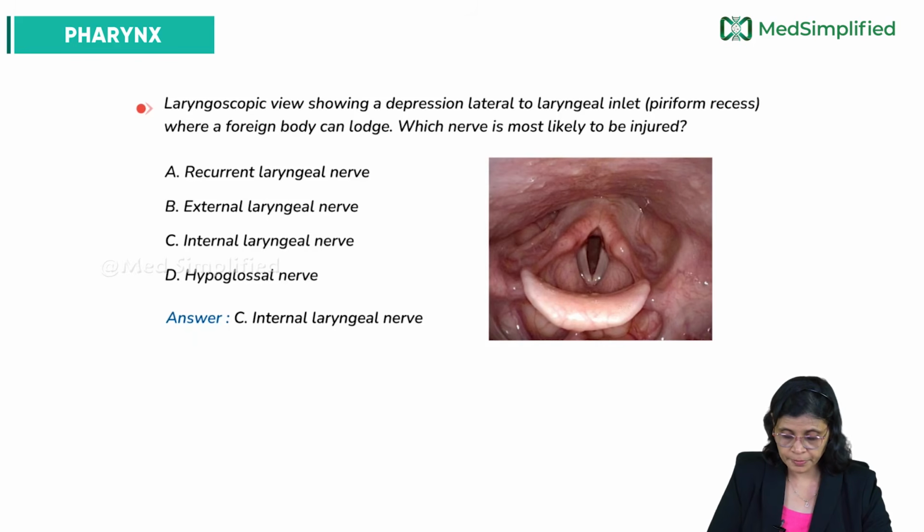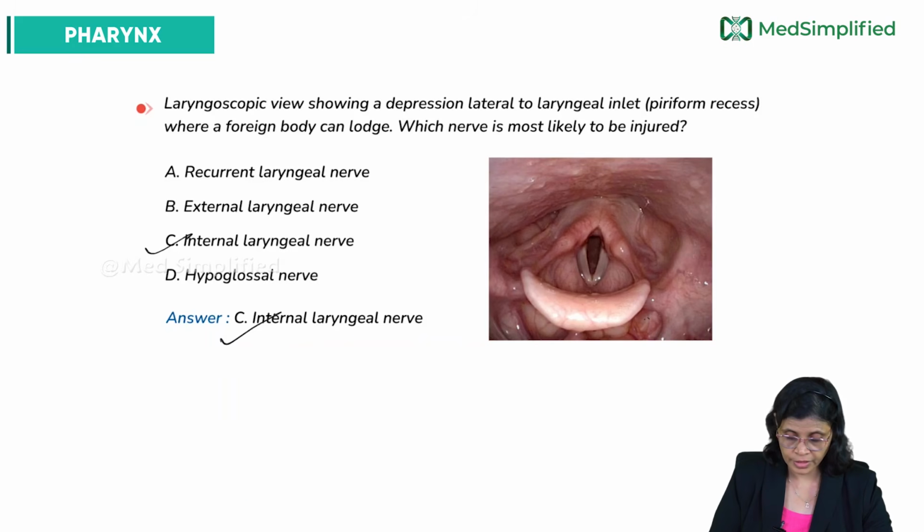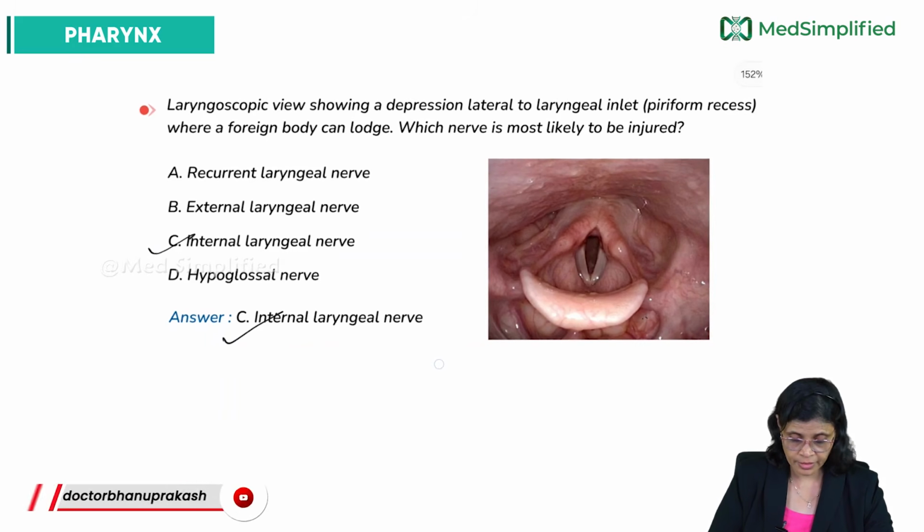Laryngoscopic view showing a depression lateral to the laryngeal inlet. That is the pyriform recess where a foreign body can lodge. Which nerve is most likely to be injured? It is supplied by the internal laryngeal nerve, so the internal laryngeal nerve is most likely to be injured. The pyriform fossa we see on either side of the epiglottis, between the aryepiglottic fold, where foreign bodies, usually a fish bone, get lodged.